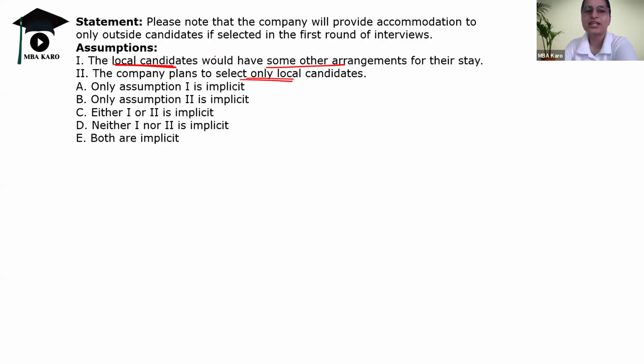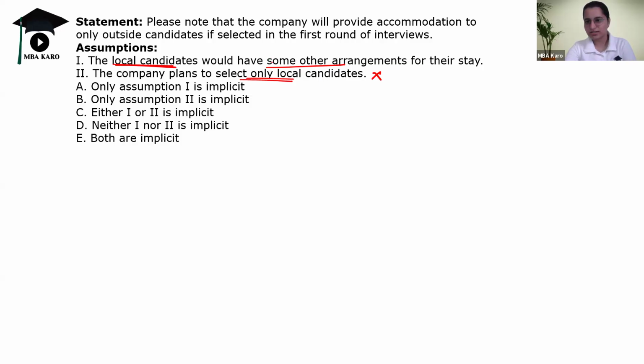So, if the company plans to select only local candidates, then why is the company spending so much on accommodation for outside candidates? Right? So it's not like they only want to select local candidates. If this was the case, they would not be providing accommodation to candidates who are coming from other cities. So this one is not supporting our statement. Which one is supporting our statement? That local candidates are going to have some other arrangements for their stay.